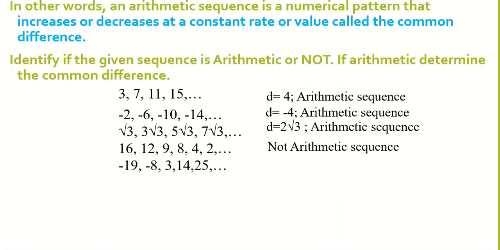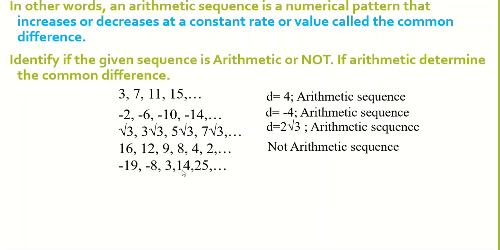Okay, next we have negative 19, negative 8, 3, 14, 25, and so on. So the same thing, we will try to get the difference. If they are the same, then it is an arithmetic sequence. If not, then it's not an arithmetic sequence.